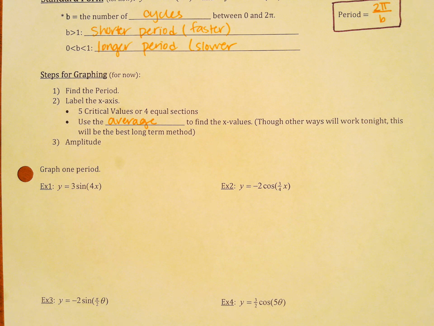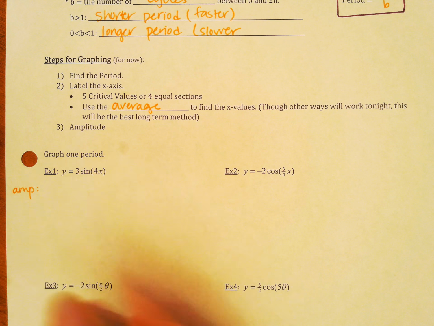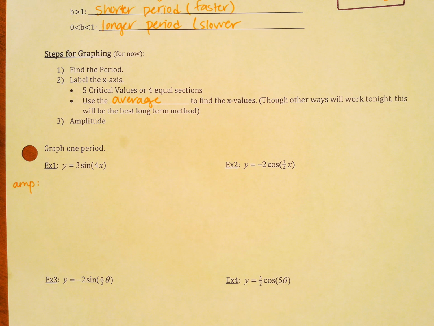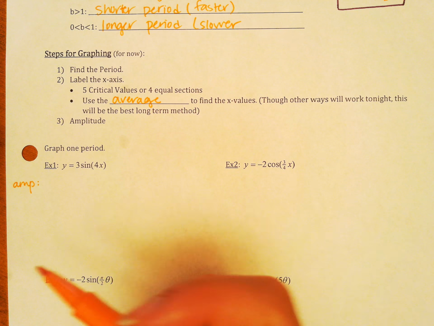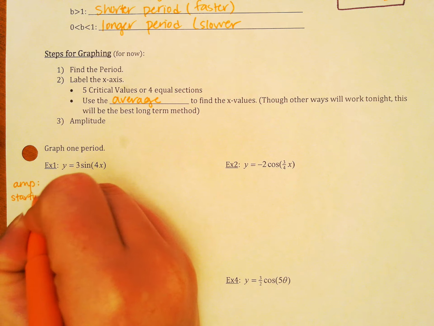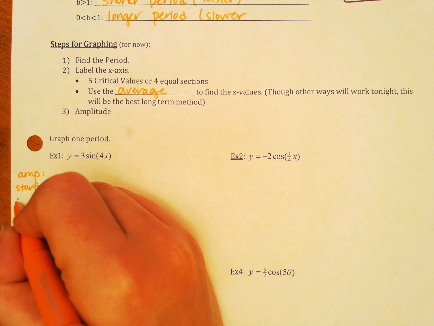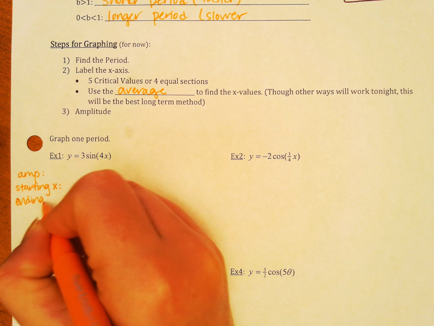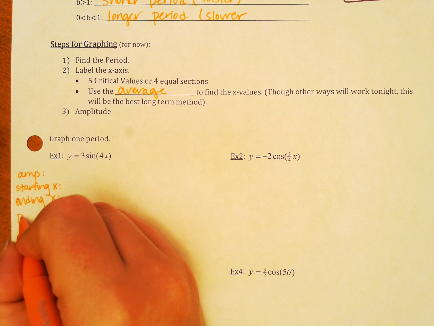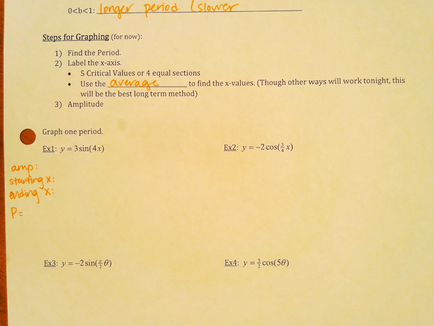And then last but not least, we're going to figure out our amplitude. Okay? And I would actually label the amplitude first, just so that we can get it out of the way, but we're going to use the amplitude to graph it really. So we're going to find our amplitude, we're going to find our starting x and our ending x. And to do that, we need to find our period.